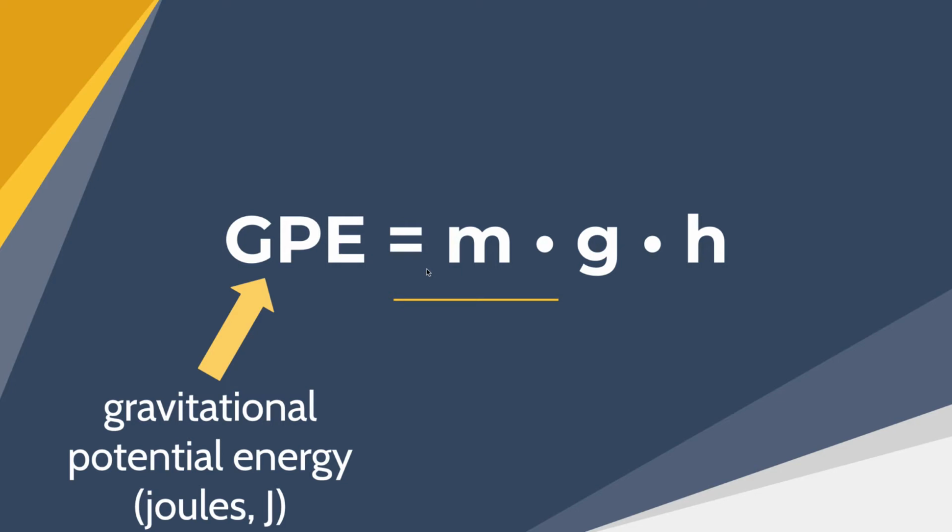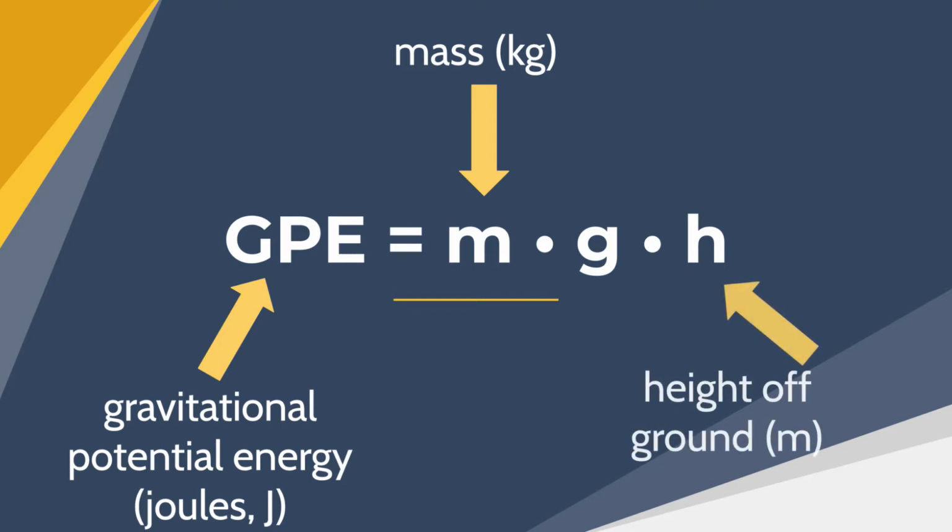And I'll give you a hint. This is the same M in Newton's second law. So hopefully you remember M is mass, and we measure mass in kilograms. I'm going to skip G for right now, and let's go to H. So again, in gravitational potential energy, what might H stand for? It is the height off the ground, and we're going to measure that in meters.